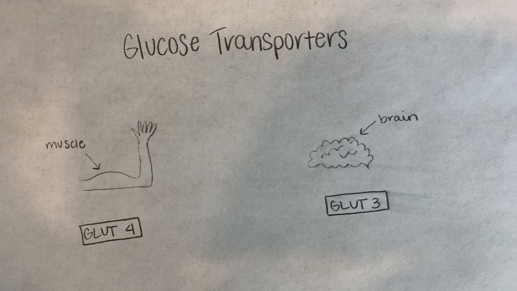Compared to GLUT 3, GLUT 4 has a moderate affinity for its substrate glucose. This is because the muscle and adipose cells, which GLUT 4 is commonly found on, should not be taking up all the body's glucose. There are some more important tissues, like the brain, that are first in line for any glucose the body takes in. So their glucose transporter, GLUT 3, has a higher affinity.